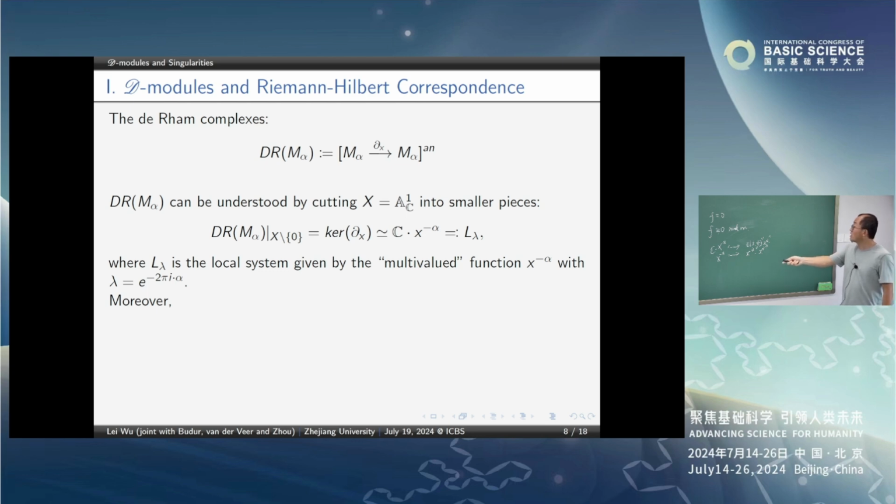And because this is a multivalued function, if we go around the origin, the monodromy action is not trivial when alpha is not contained in Z. So we get a local system, and the monodromy is just e to the 2 pi i times alpha.